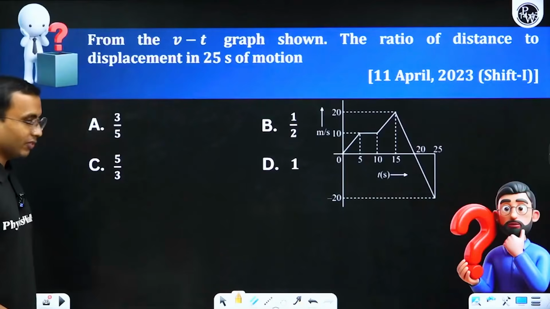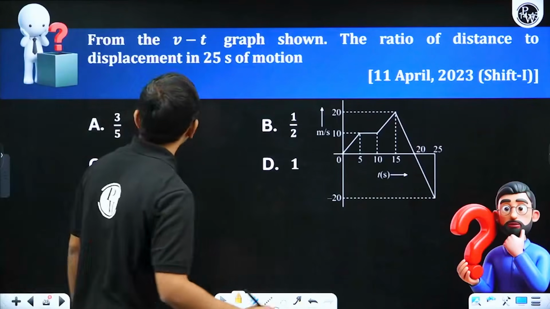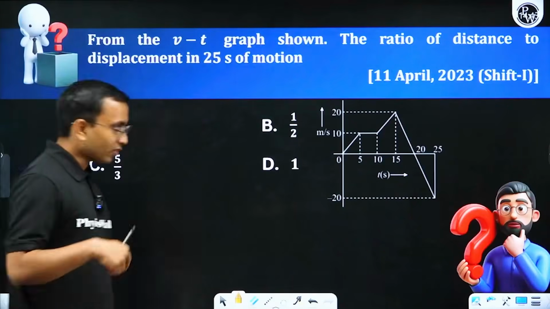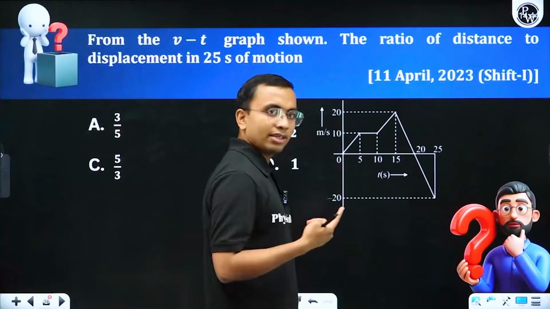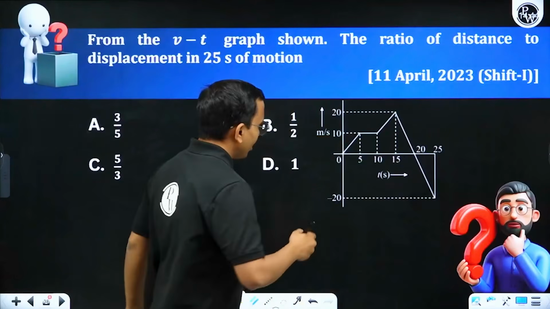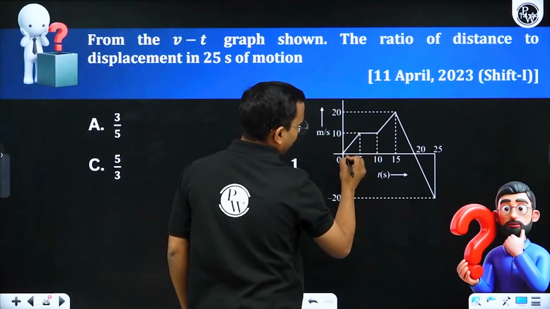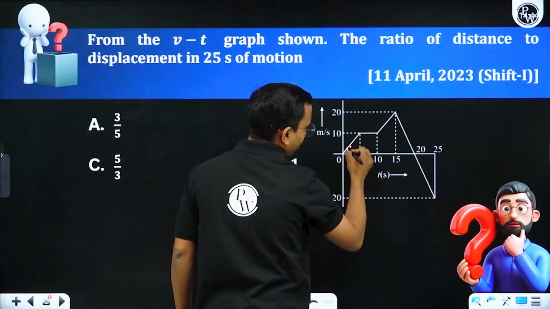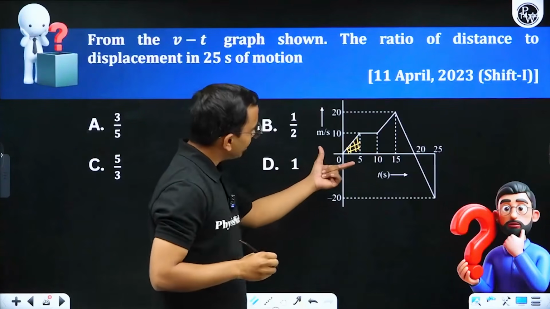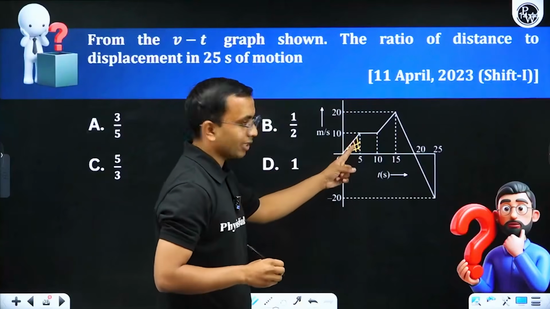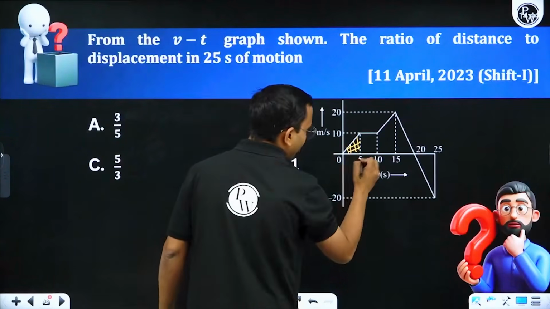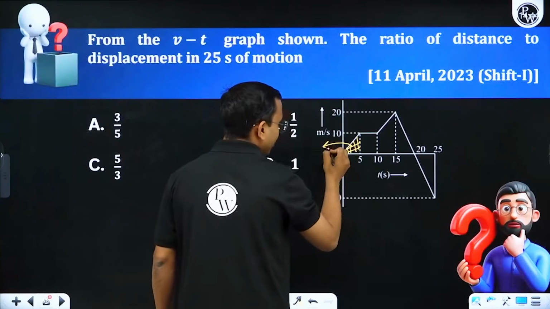Okay, we got an example like this. Let us discuss this. From the VT graph shown, find the ratio of distance to displacement. So first of all, let us find the distance, and then we can find displacement. So we will find all the areas. Okay, let me do one by one. What is the area of this triangle? Base is 5, height is 10, 1 by 2 into base into height, that will become 50 by 2, so 25. So this area is 25.